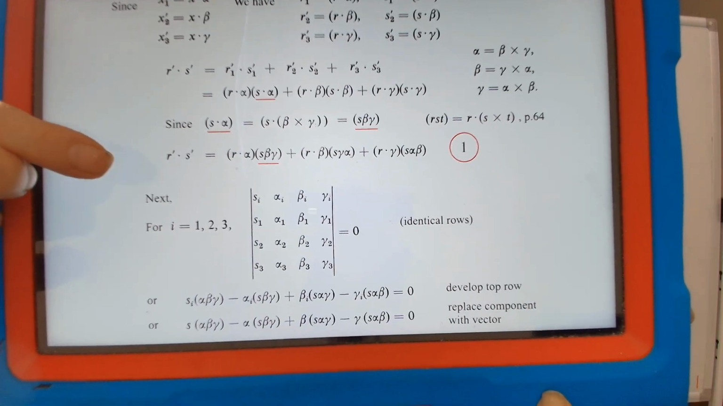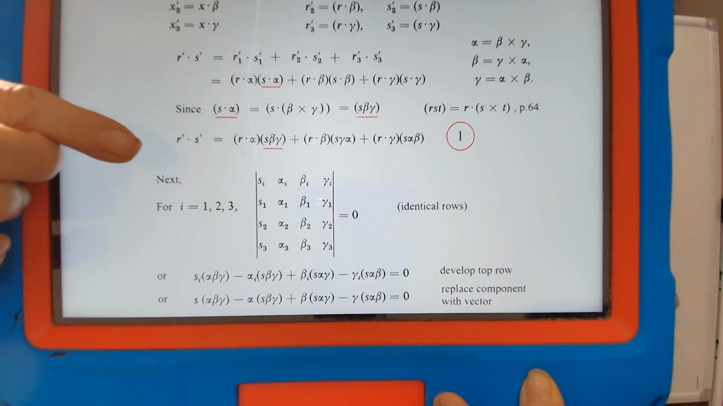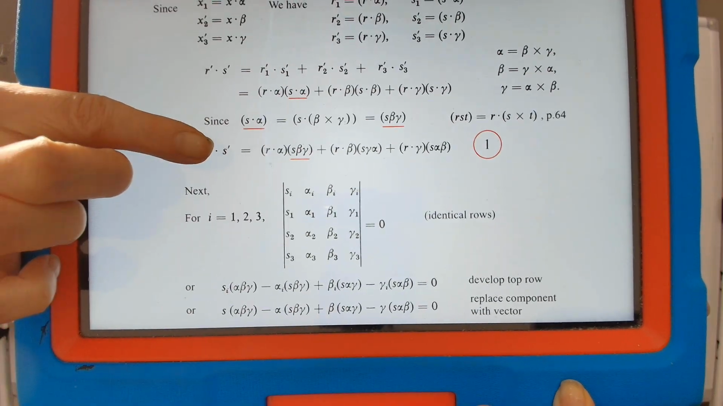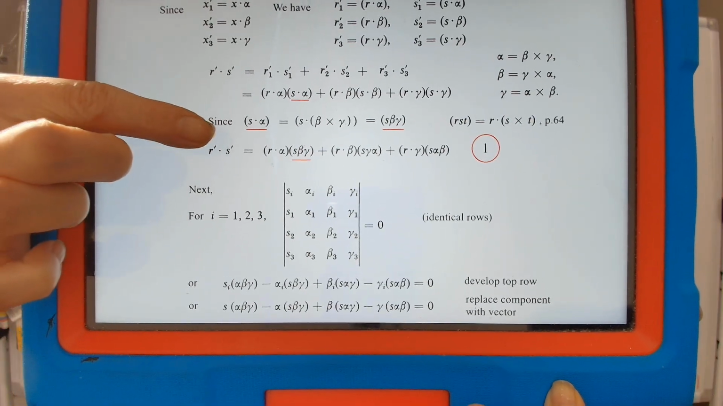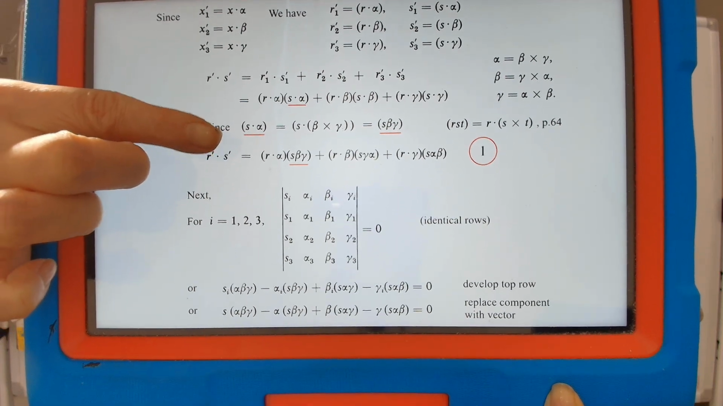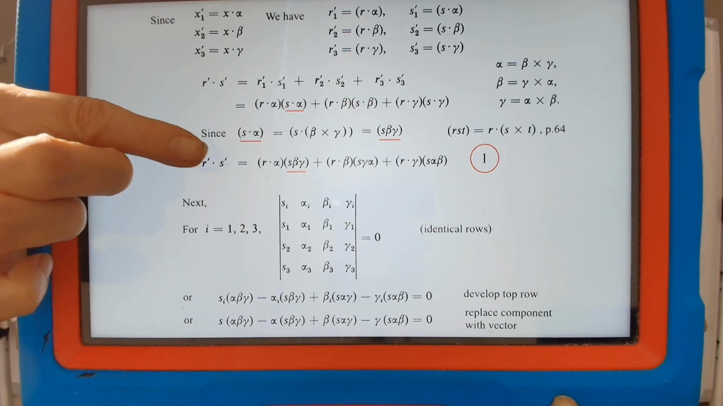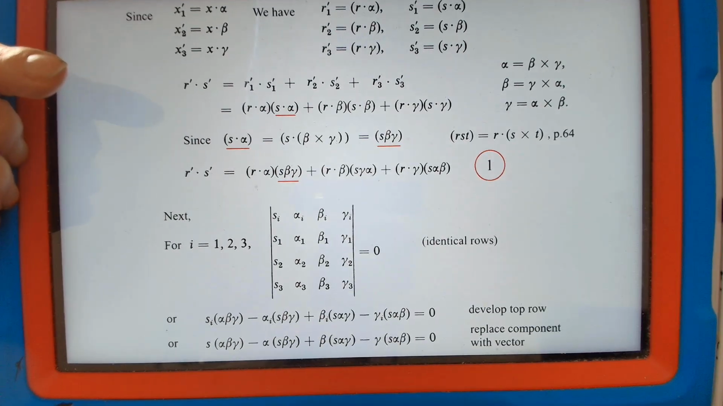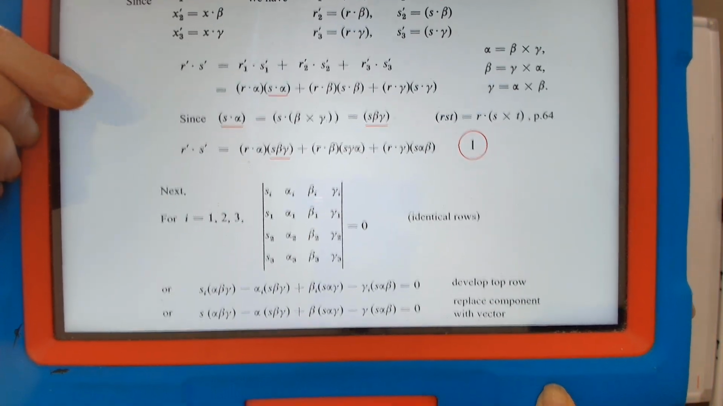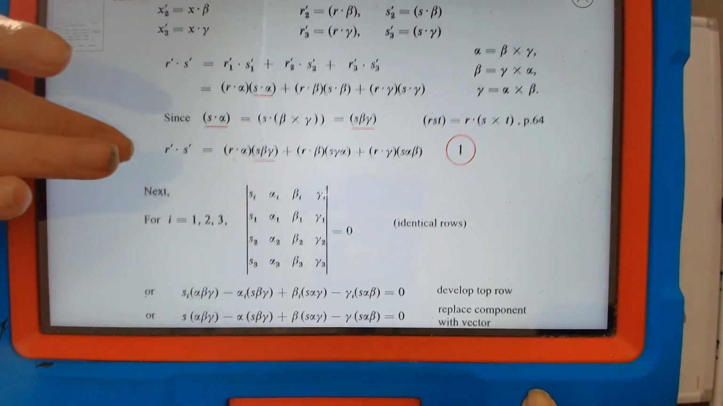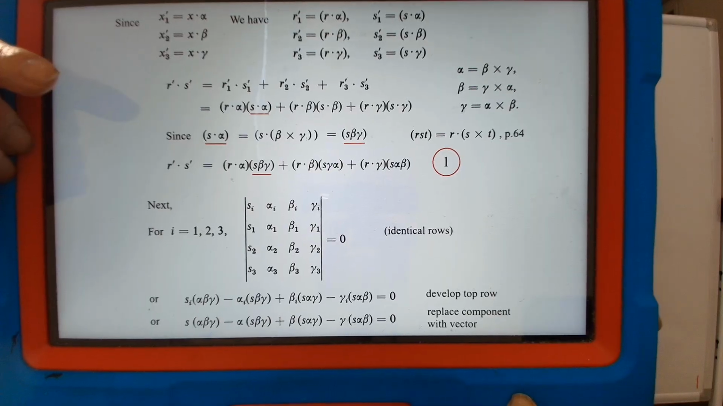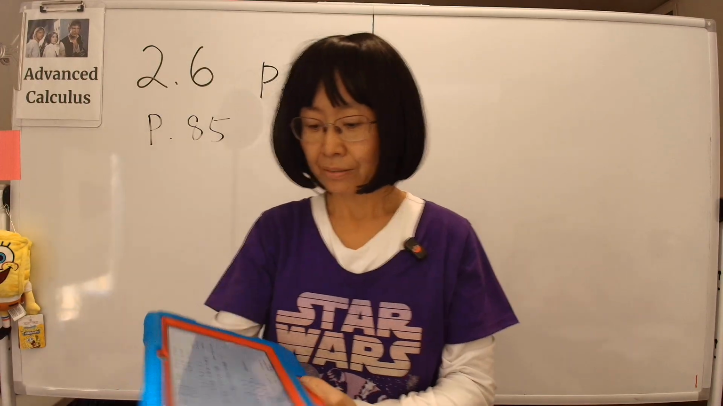All right, so then R prime dot S prime equals, we'll put the determinant form down there. And so then the red underlined part becomes S beta gamma, okay? And similarly, the other parts also become S gamma alpha and S alpha beta and so on. So please check this to make sure everything makes sense. And that we will store in our memory as equation 1.